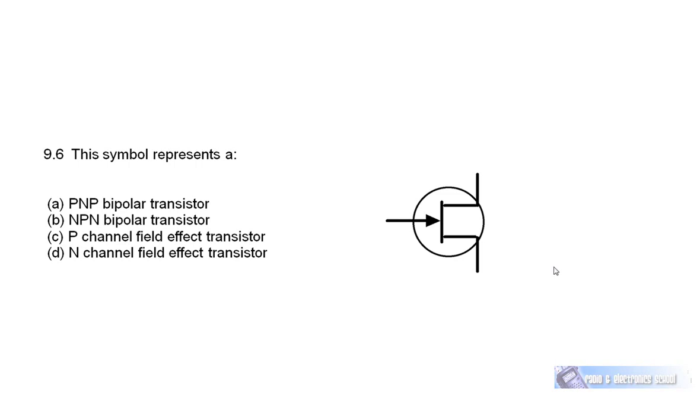Question 9.6. This symbol is of a field effect transistor. This terminal is called the drain. This terminal is called the source. This terminal is called the gate. There are two types of field effect transistor, N channel and P channel. When the arrow is pointing inwards into the circle, it is an N channel. I'm going to mark that. It's an N channel field effect transistor.